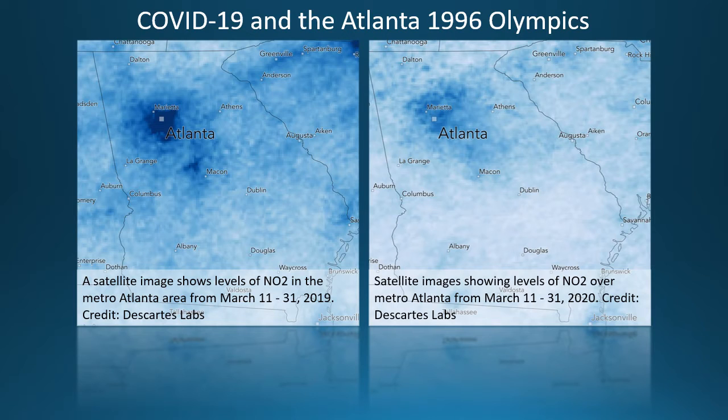On the left, we can see a satellite image that shows the levels of NO2 in the metro Atlanta area from March 11 to March 31 in 2019. On the right, we see another satellite image showing the level of NO2 over the metro Atlanta area from the same time period, however this current year. We can see the clear improvement of air quality from last year to this year.